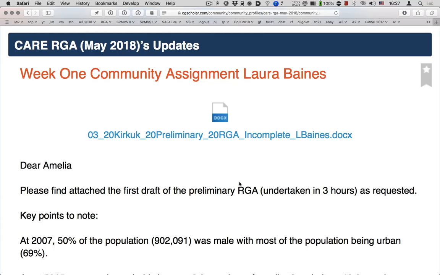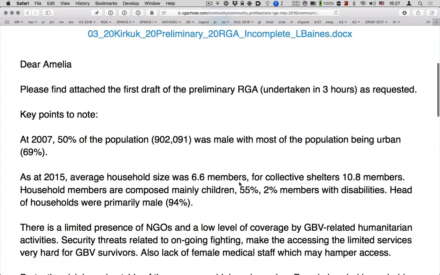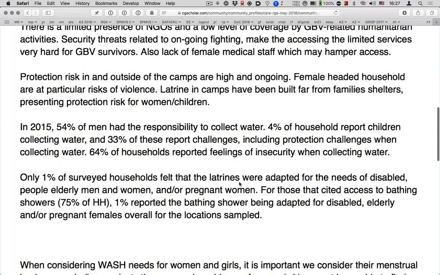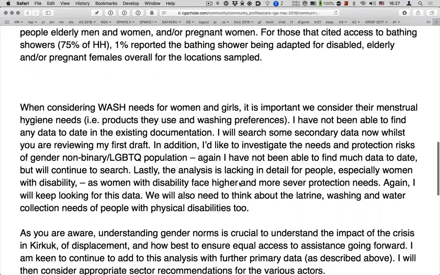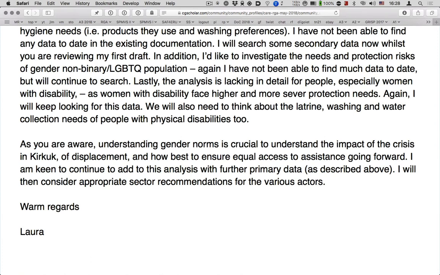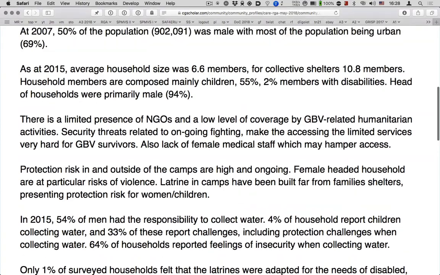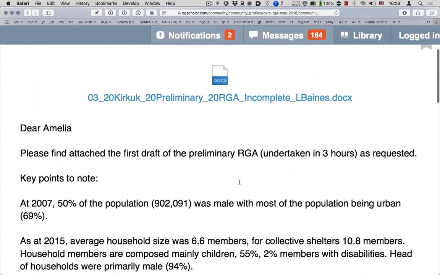So if we stop looking at Laura's report and now look at the email she has sent to Amelia, we see the good work continues. It's really important to think just as hard about the email communicating out your RGA report, almost as much as you think about what you put in your RGA report. And that's because lots of people will only read your email.